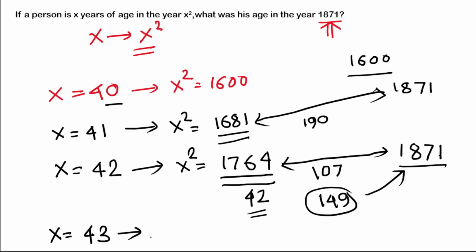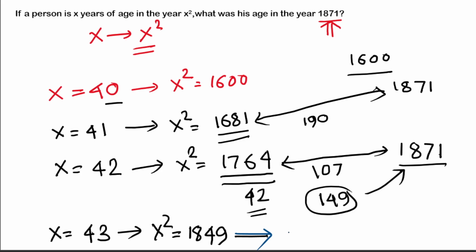If you take x equals 43, x square will come out to be 1849. Now we are getting very close to 1871. In fact, this seems to be the right answer. If you take that, what will happen? The birth year of the person is 1849 minus 43, so it comes out to be 1806. So the person was born in the year 1806.